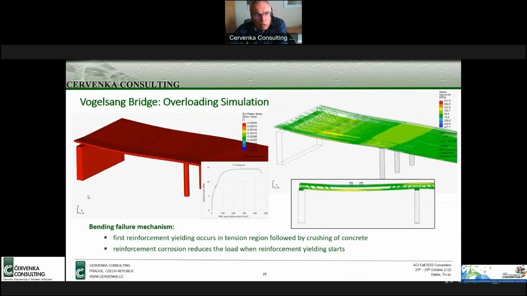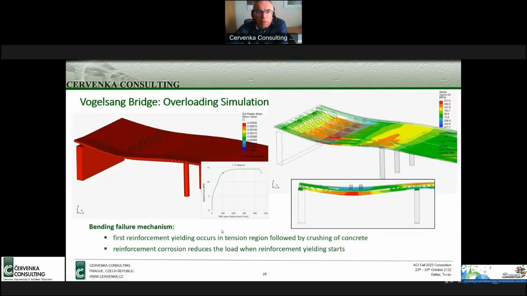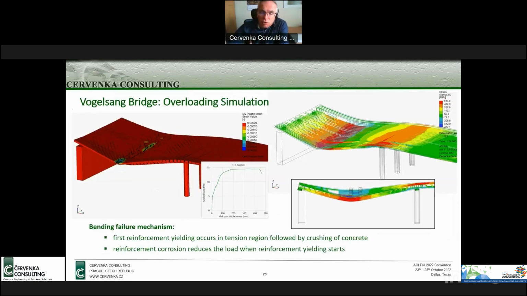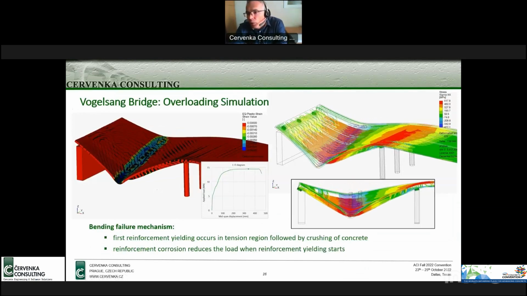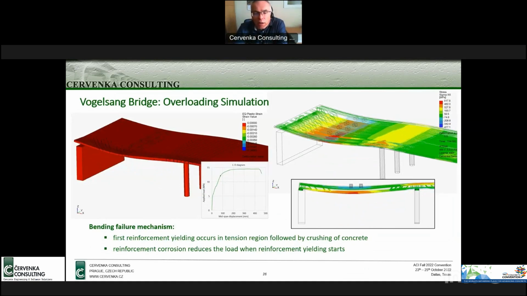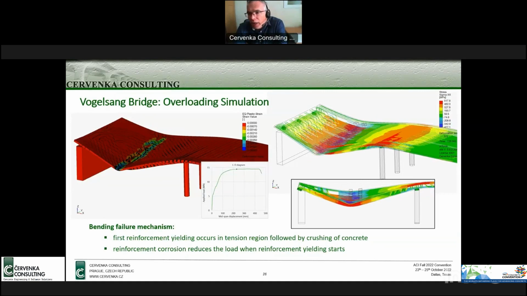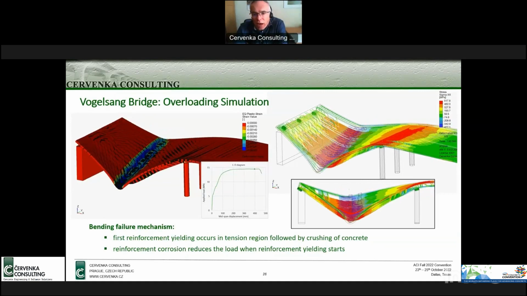With this approach, we can make a similar analysis like before. That means we consider the chloride propagation for a certain time period. And at the end of the time period, we always subject the structure to some overloading by the design loads. And in this way, we can predict what is the load carrying capacity at the different times.